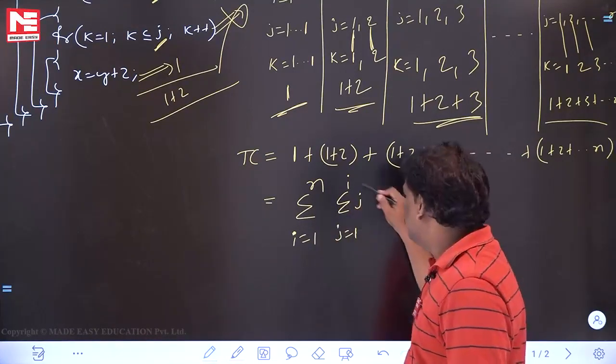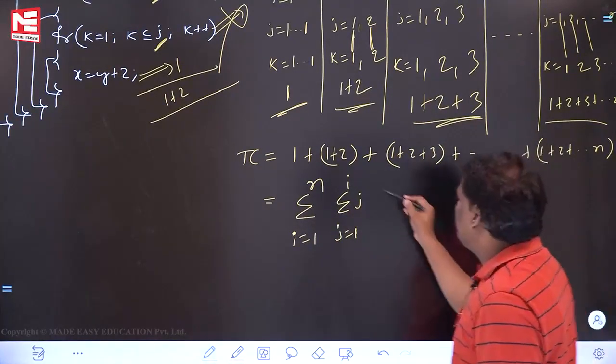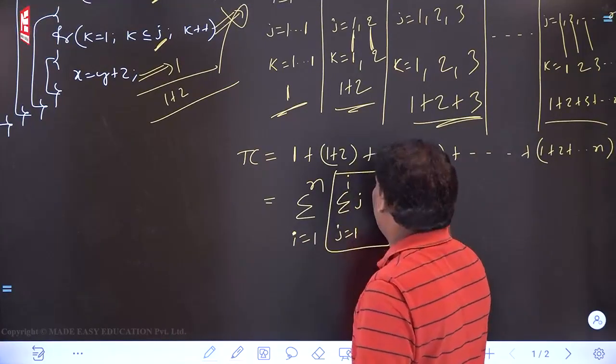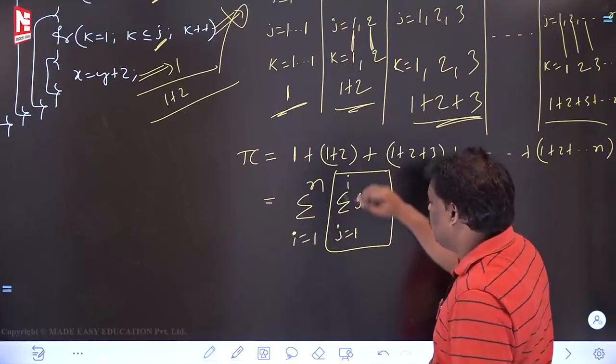I is equal to 3, sum of 3 natural numbers and so on. So can you help me? What will this one give? Sum of I natural numbers. Whatever I value you give, those many times you will repeat, right?